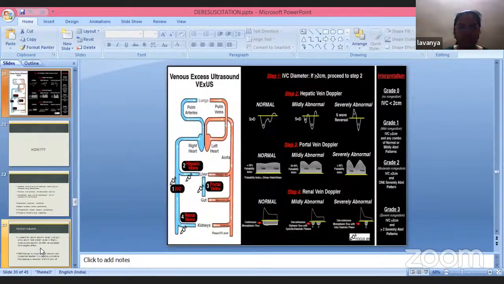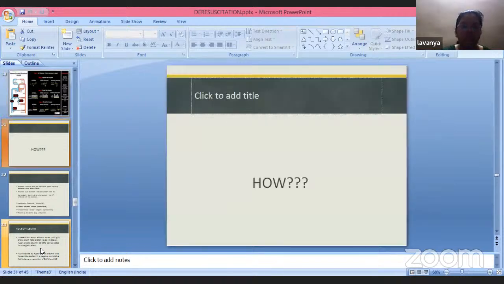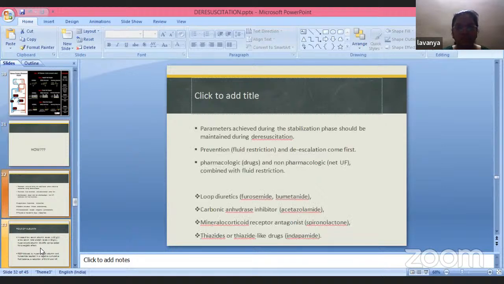So this pocket card is very helpful when we start or try to do it at the bedside. This one particular picture will help us go through all the steps. And now that we have seen how to assess, now that we have assessed the patient is having fluid overload, what to do to actively remove that fluid.